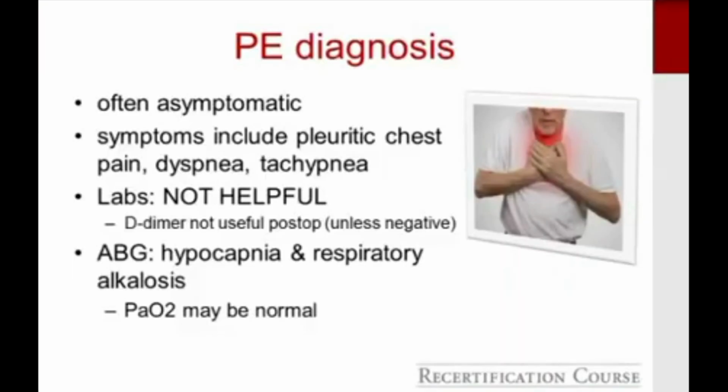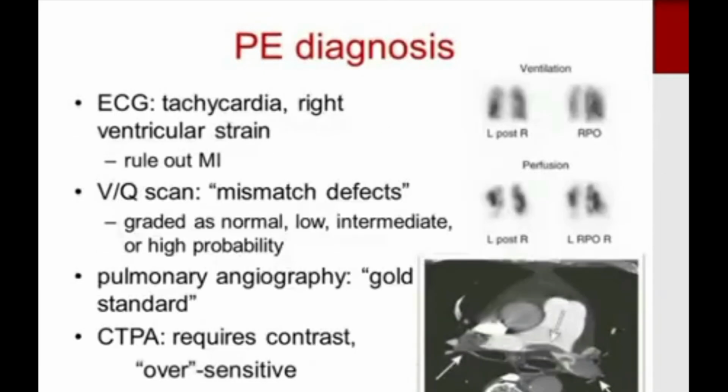The diagnosis of PE can also be challenging. These patients, again, are often asymptomatic, but those patients with pleuritic chest pain, dyspnea, or tachypnea should be looked at for potentially having a PE. The labs here are not very helpful. Most patients who have recently had orthopedic surgery or an injury will have elevated labs that would make a PE difficult to rule out. The ABG can be helpful. Patients may have hypocapnia or respiratory alkalosis, even though their PaO2 may be normal. An EKG should be ordered on these patients who may potentially have a PE for a number of reasons, but for one, to rule out myocardial infarction. On EKG, you'll see tachycardia or right ventricular strain.